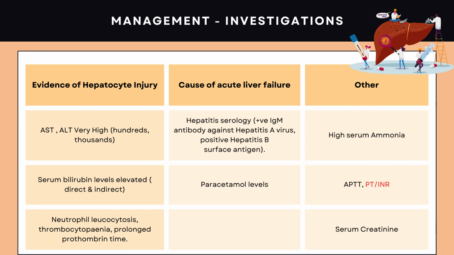Next, we do investigations to find out the causes of acute liver failure. As we discussed in the etiology part, there are various causes for acute liver failure. But based on the history, we can narrow down these causes. And for the suspected causes, we can do investigations. So we can do hepatitis serology and also paracetamol levels. We do some other investigations also. Patients may be having features of hepatic encephalopathy, so we'll be doing serum ammonia levels and PT/INR, sometimes APTT and serum creatinine levels.